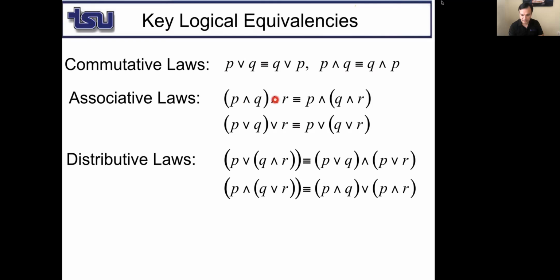See, here we have AND, OR, but now we have OR, AND. Now we need to be very, very careful. We have to distribute this: P or Q, P or R connected with AND. Here, P and Q, P and R connected with OR, okay?